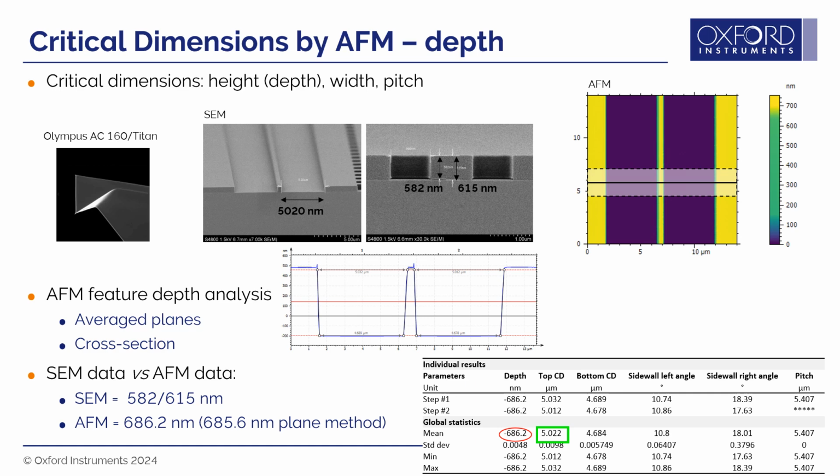Finally, I would like to bring your attention to the AR Maps table of results. It is automatically generated and provides a lot of information, including feature width, both top and bottom. Here we see 5 microns on the top, the sidewall angles, and feature pitch. There is also standard deviation as well as minimum and maximum values of different parameters, which provides a complete data set of the image.